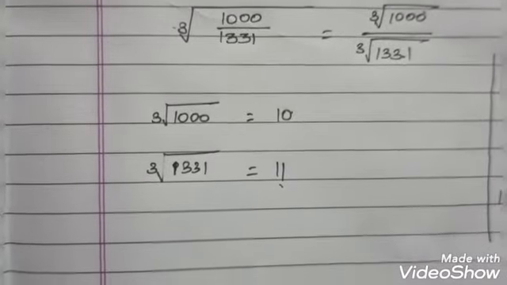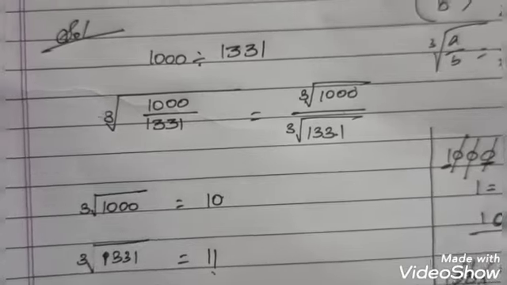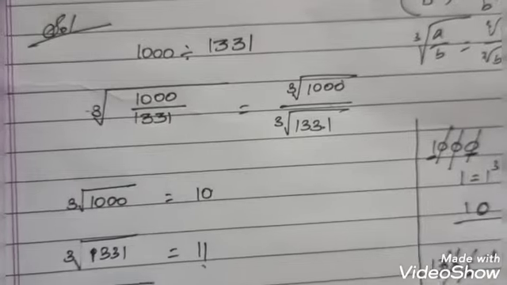So what is the value? The cube root of 1000 divided by 1331 is equal to 10 by 11.